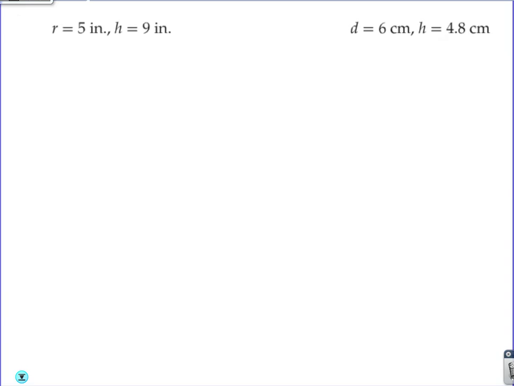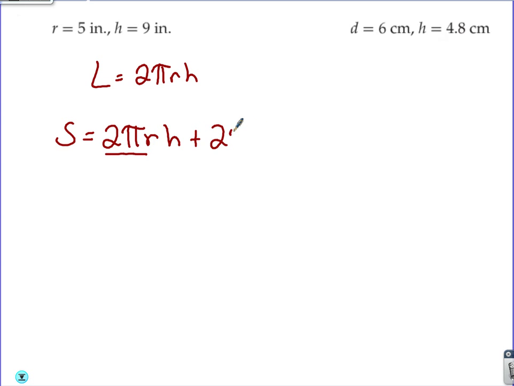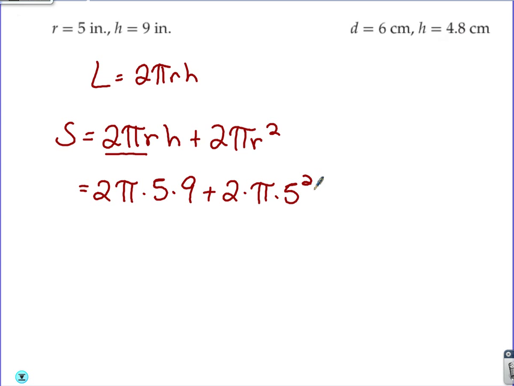Let's work this one. I'm going to work it the long way. I'm just going to do surface area, lateral area. Anytime you look for lateral area, it's simply 2 pi r h. But surface area is equal to 2 pi r h, or you can replace that with pi d if you want to, plus 2 pi r squared. So let's show you how to plug this in. Surface area is equal to 2 pi times 5 times 9 plus 2 times pi times 5 squared.